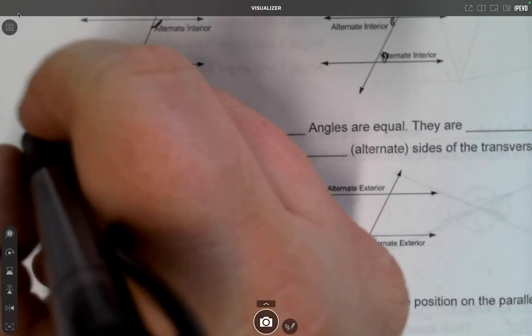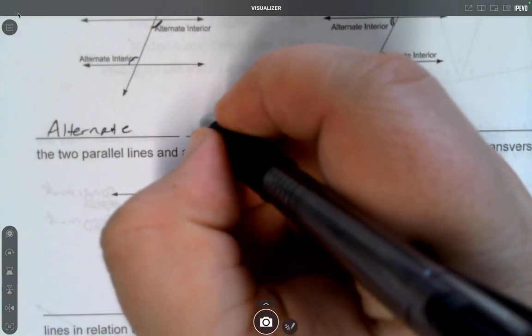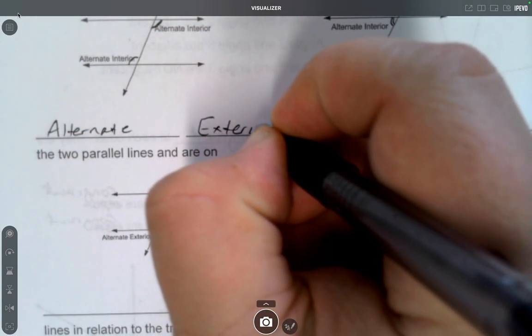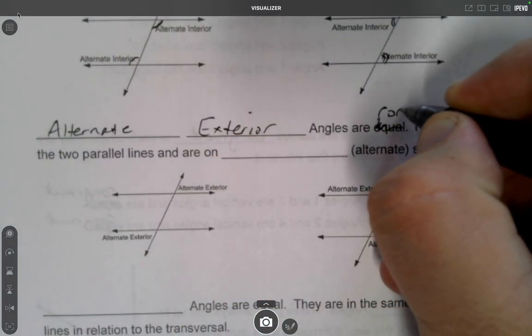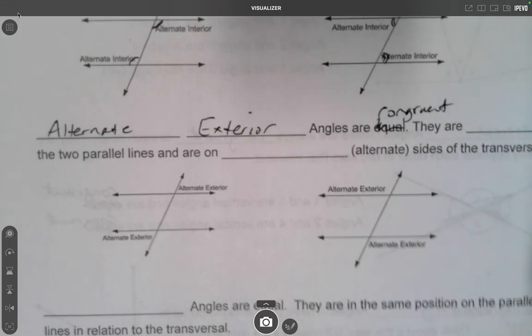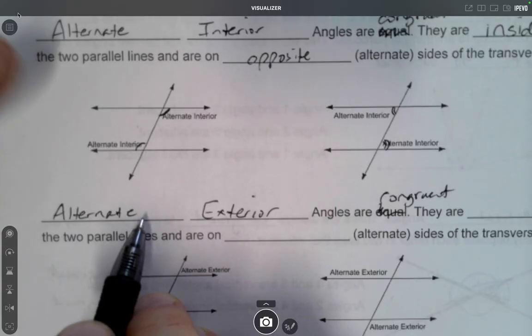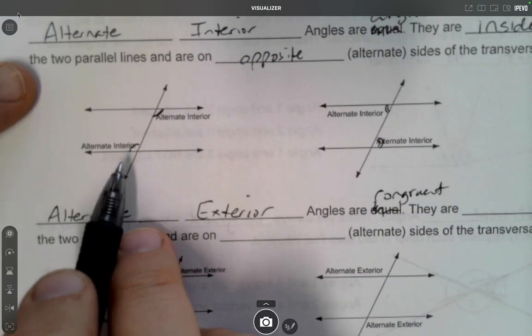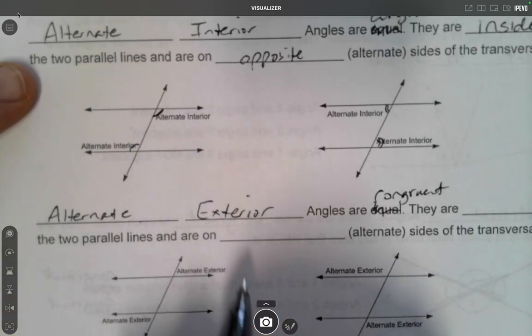Then there's alternate exterior angles. They are also congruent. So if you look at the words again, it's very similar to what we said up here. They're both alternate. So that means in both of these pairs, the angles are on opposite sides of the transversal. One's on the left, one's on the right.